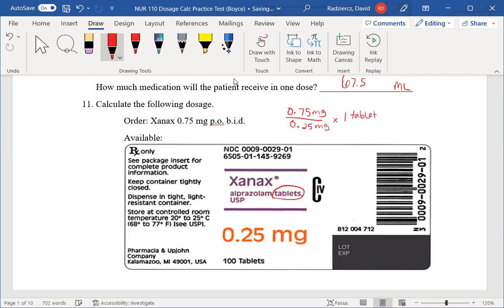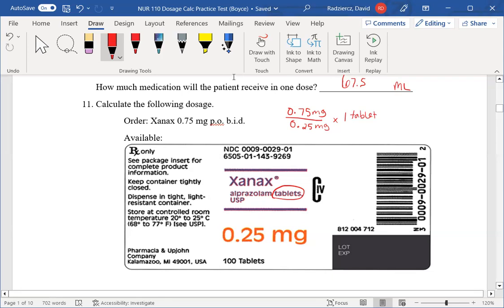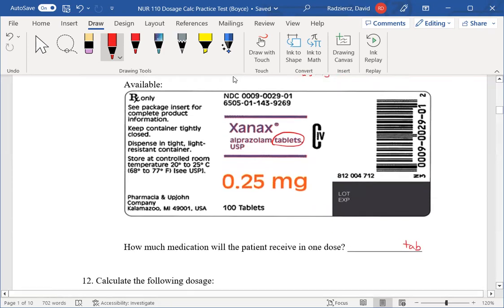If you see this 100 tablets, just know that that's how many tablets are in the entire bottle. That's not how many; 100 tablets does not equal 0.25 milligrams. It's 0.25 milligrams per tablet. So your answer would be 3 tablets.